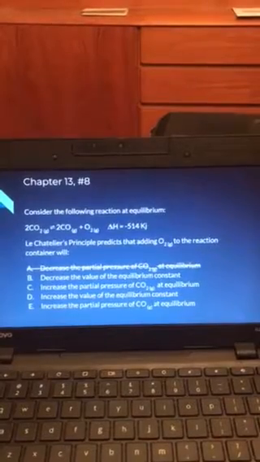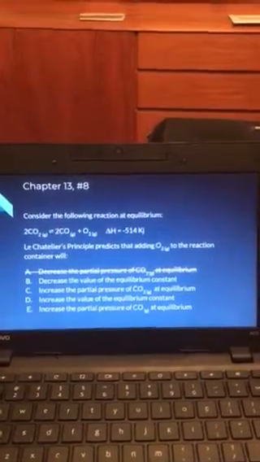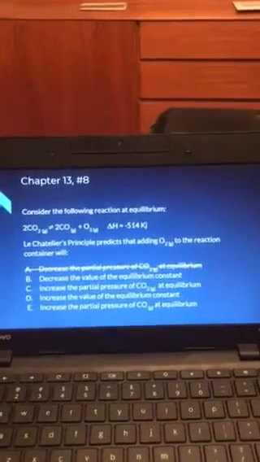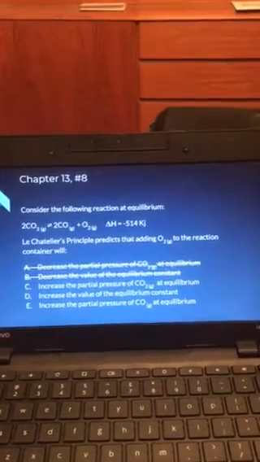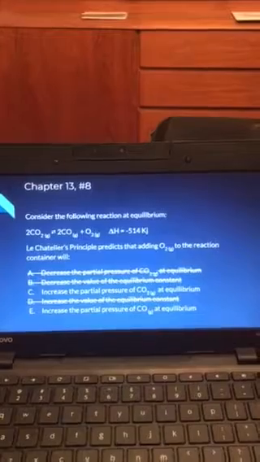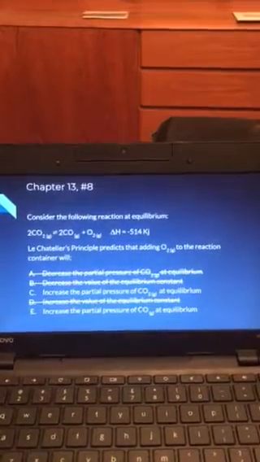B, decrease the value of the equilibrium constant. Well, we know the equilibrium constant is K, and K is only affected by temperature, and there's no temperature change happening. We're just adding a gas, so we know that one's not right. That's also why we can cross out D. And then the correct answer is C. But I want to explain E really quick.